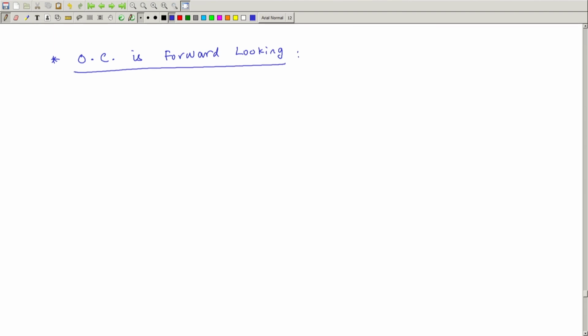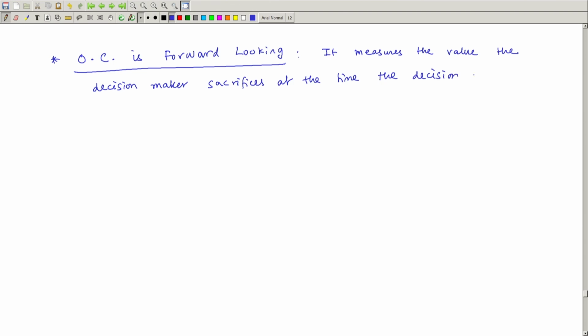What do I mean by that, right? So what I mean is that opportunity cost measures the value the firm or the decision maker sacrifices at the time the decision is made, right? So it is forward looking in the sense that it is measuring the value the decision maker is sacrificing at the time the decision is made.